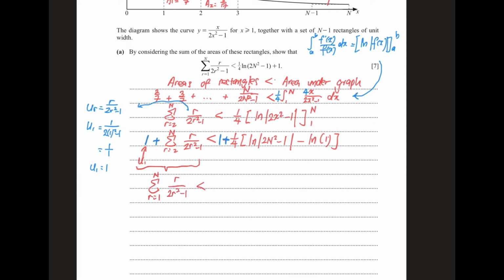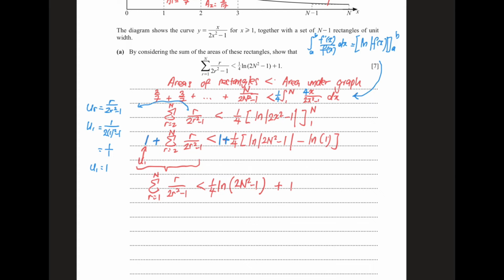On the right hand side, let's see what we have now. We have ln modulus 2n squared minus 1. Let's change it to bracket, plus 1. Sorry, 1 over 4 should stay in front. So I managed to get what I am going to show.